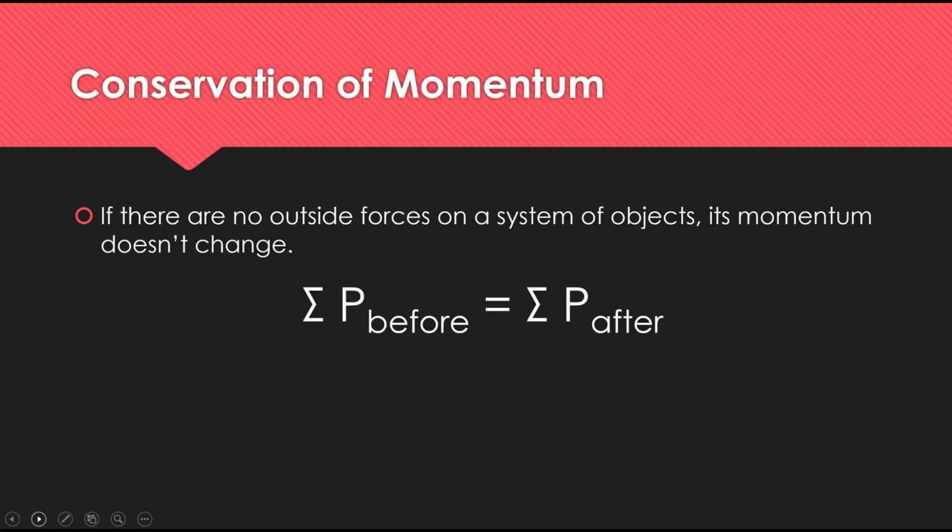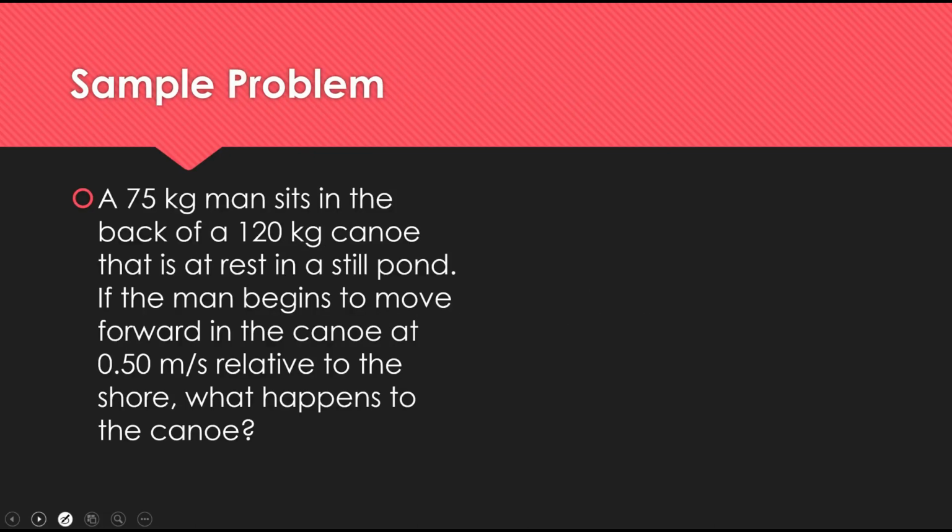And remember, momentum is a vector. So you are going to have to say, well, if one thing's going right and one thing's going left, which way is positive and which way is negative? So let's look at a practice problem for this.